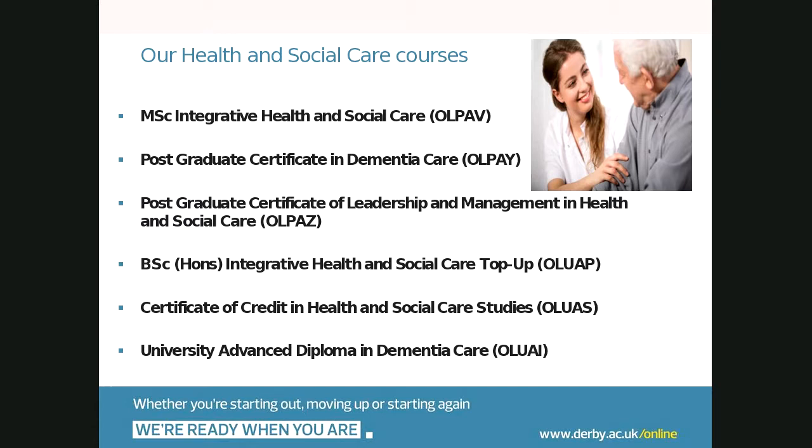We also have the BSc, the honours degree, and it's a top-up in integrative health and social care. And we have a certificate of credit, which is a program in its own right, but it's just one module, and it's a really good module for students to study if they intend to go on to the BSc, study at degree level, at that top-up level, but feel that they need to introduce themselves to academic study because they have been out of academia for some time. And we also have, for anybody who wants to specialise again in dementia care, a University Advanced Diploma, which is at level 6.